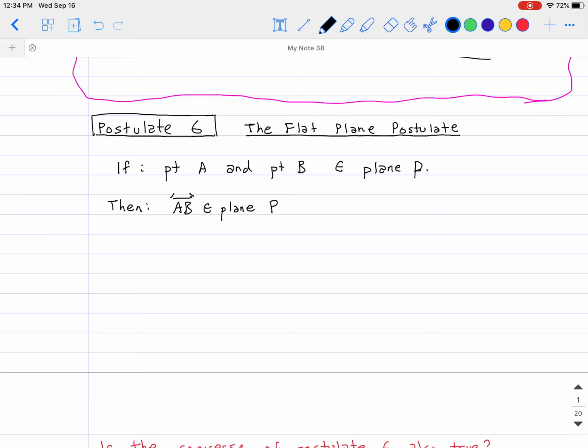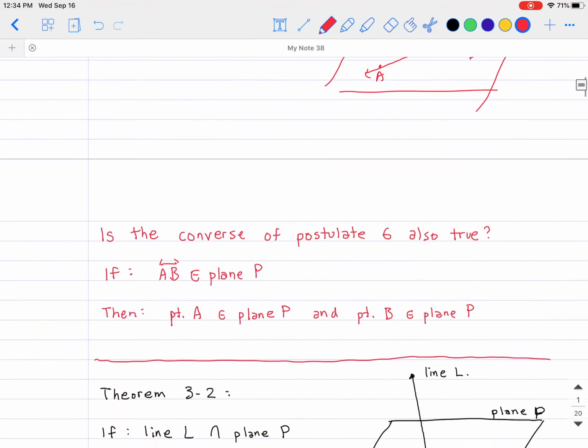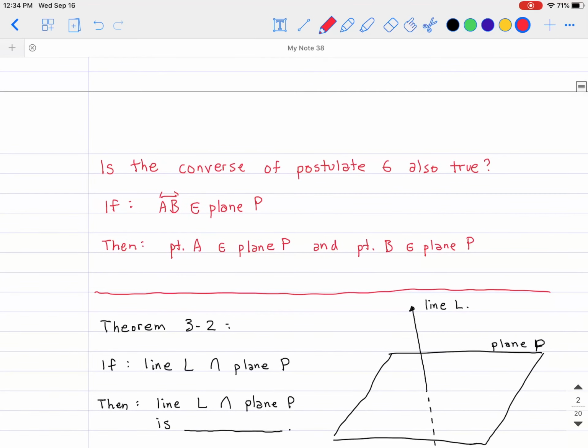So let me reiterate by drawing a picture. First, we have a plane right here, and the name of that plane is P. If I have a point in there, which we'll call A, and another point in there, which we'll call B, then this postulate simply says that the line that contains AB, which we definitely know from the previous sections, is in that plane. Pretty straightforward for the most part. If 2 points are on the plane, the line that contains them is going to be on the plane, okay?